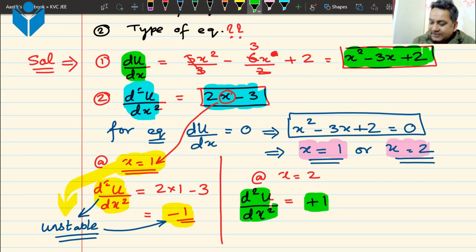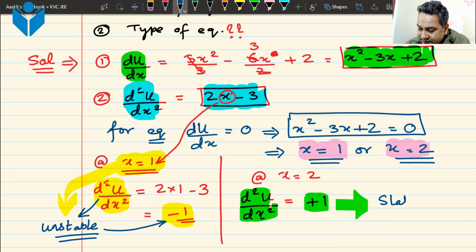Yes, now this second derivative is positive. The second derivative is positive. This implies that this condition is the condition of stable equilibrium. So at one point you have stable equilibrium, the point of minima, and at the other point you have unstable equilibrium.